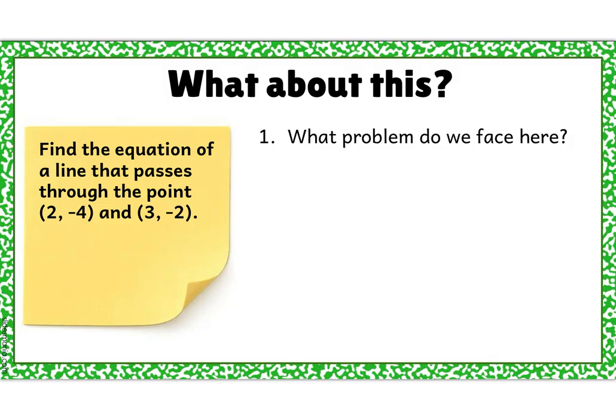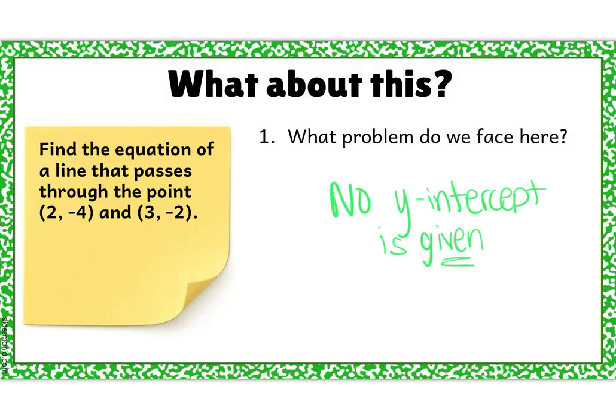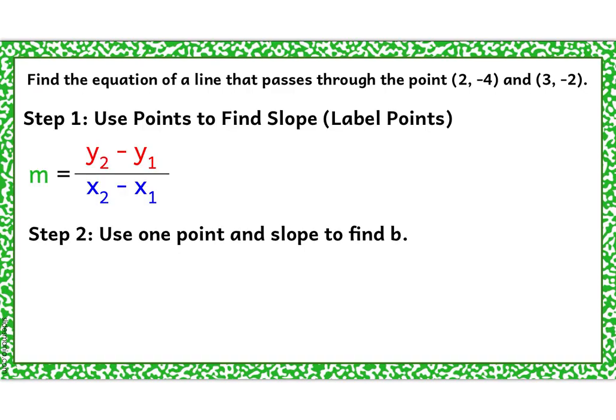If I am trying to find the equation of a line that passes through the points 2, -4 and 3, -2, we are faced with the problem that a y-intercept is not given. So lucky for us, we can use our slope-intercept form to find a y-intercept when necessary. So I want to find an equation of a line that passes through the points 2, -4 and 3, -2.